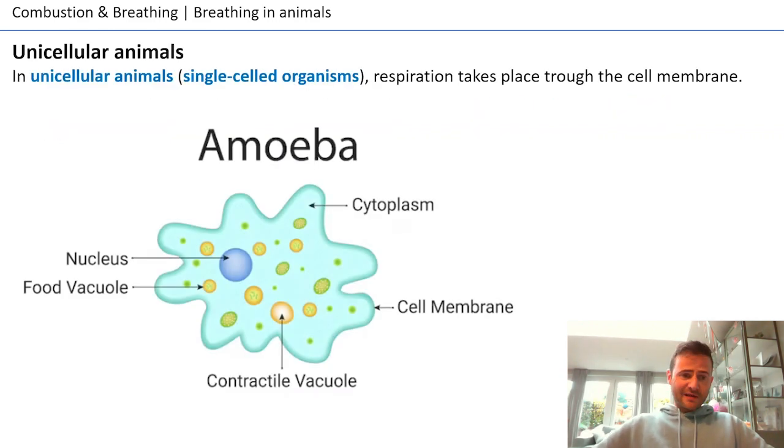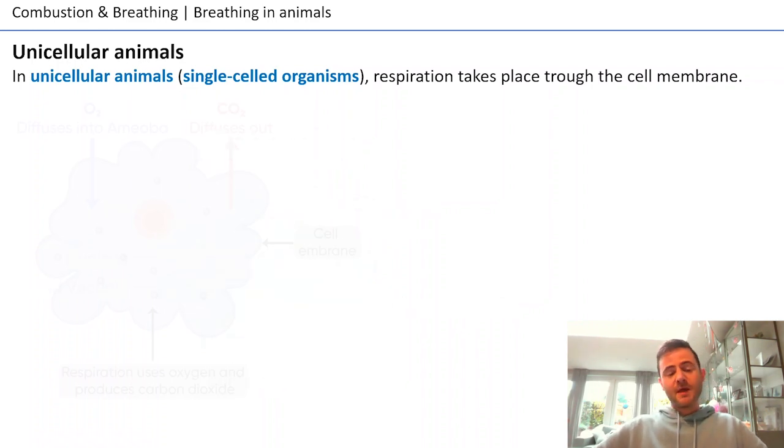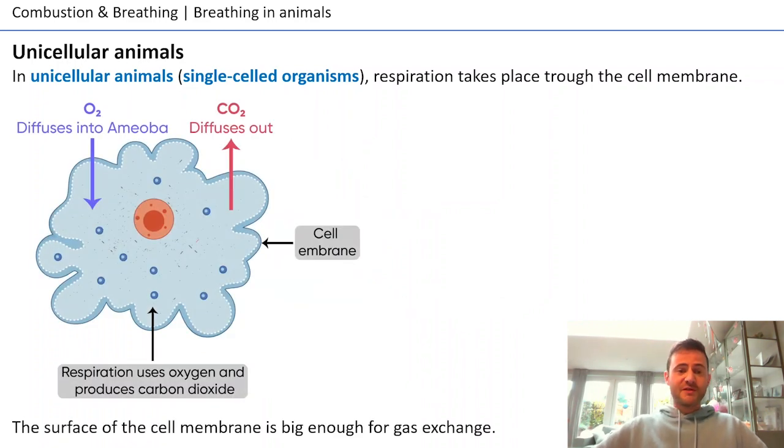So in unicellular animals or single-celled organisms, respiration takes place through the cell membrane, and these organisms just consist of one cell, so they don't have special organs to take in oxygen. Now, the surface of the cell membrane of these single-celled organisms is large enough for gas exchange, and this allows the unicellular or single-celled organisms to easily absorb oxygen and release carbon dioxide.